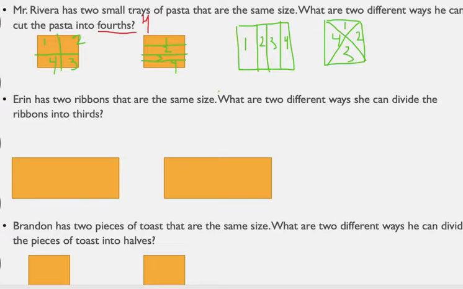Our next one says Erin has 2 ribbons that are the same size. What are 2 different ways she can divide up the ribbons into thirds? I'm going to underline my thirds. That means 3. So I need to divide them up into thirds. So I have my 2 rectangles here to represent my 2 ribbons. They're the same size, but they're cut differently. So for this one, I'm going to cut it up and down like this and label my parts, my 1, 2, and 3.